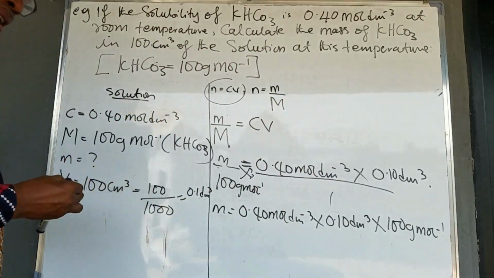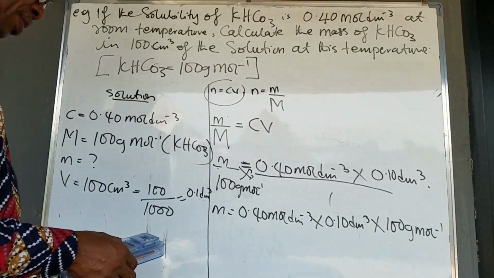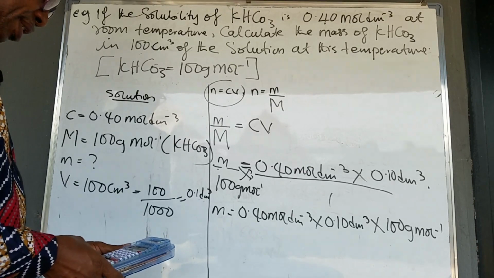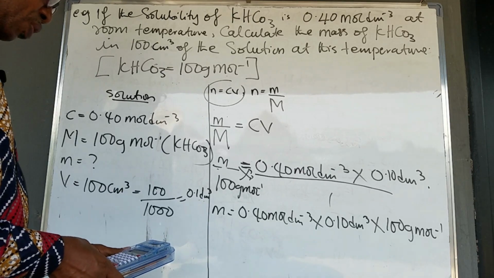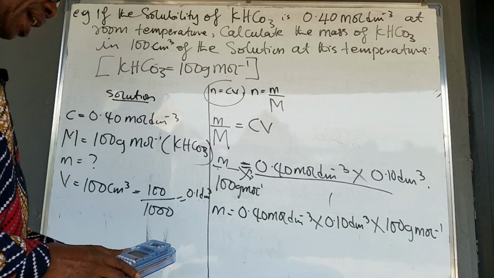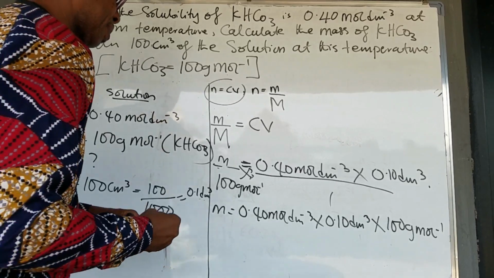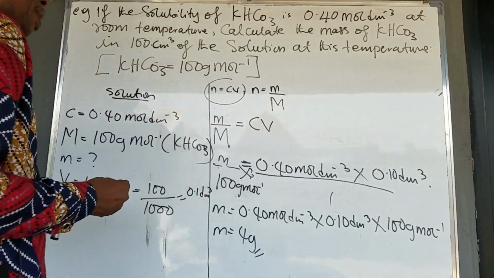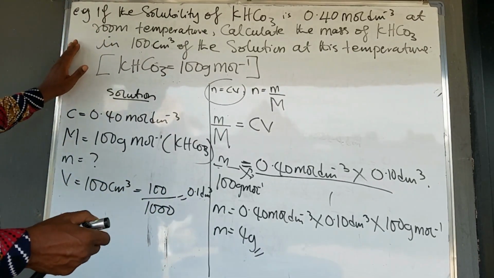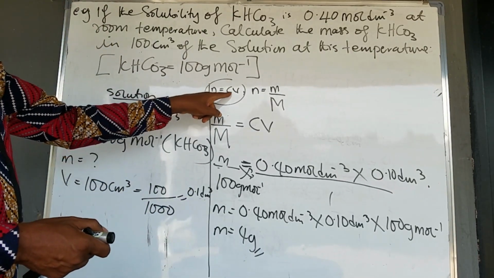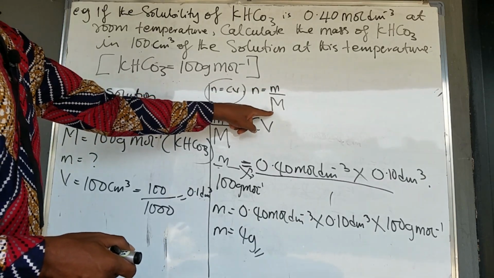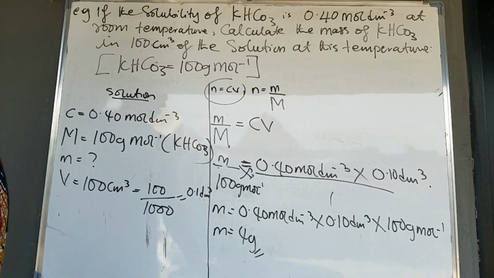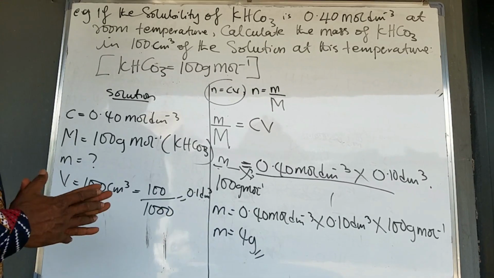And with my calculator, like I said, it's your best friend in chemistry calculations. You just punch it, 0.4 times 0.1 times 100, and your answer is 4. Very simple. So my answer is 4 grams. Remember I told you that this is a solubility question. It has a formula for it. But with this magic formula of n is equal to CV, and n is equal to m over big M, I tell you, you will solve so many chemistry calculations without stress.